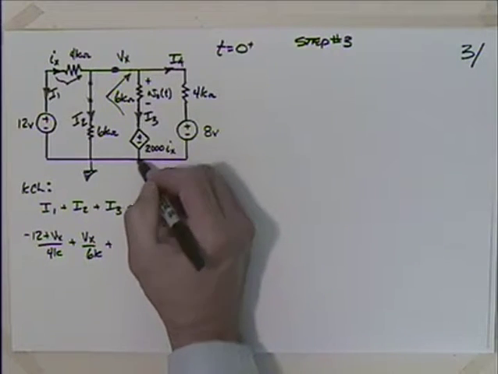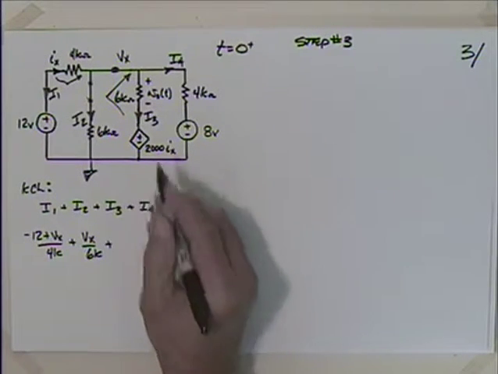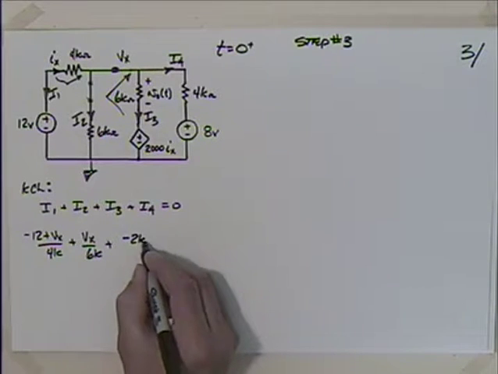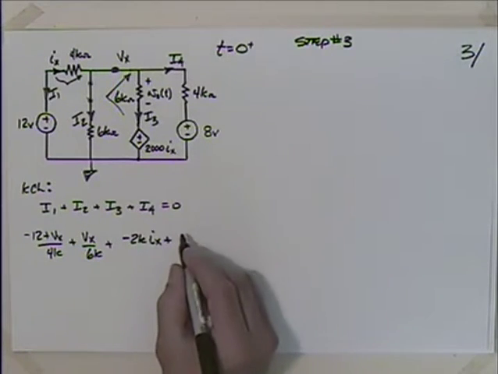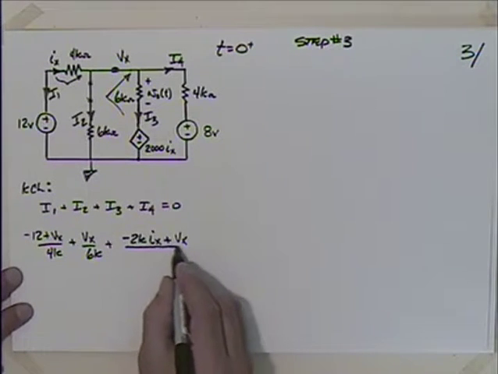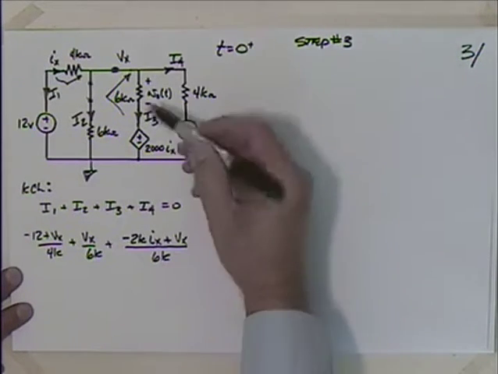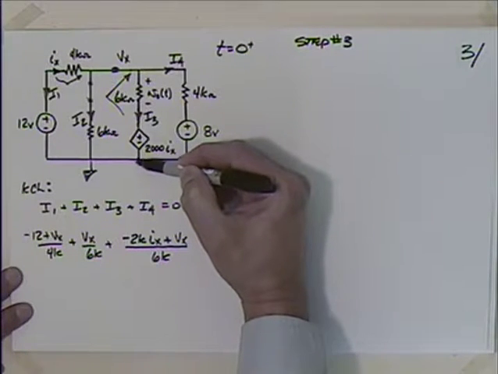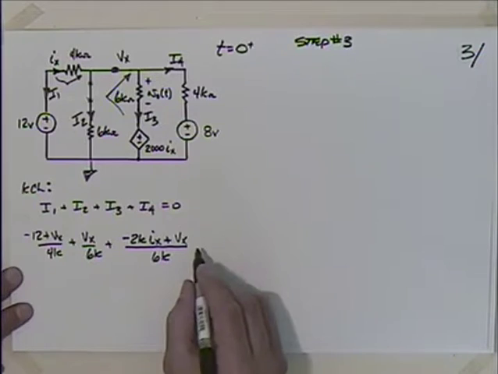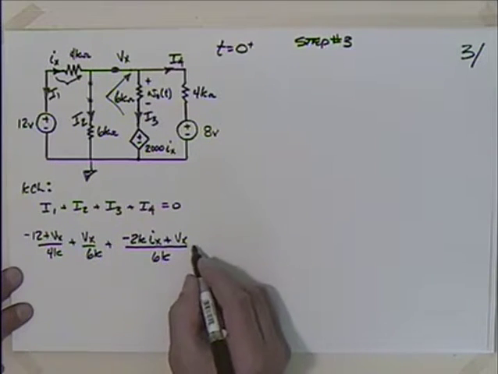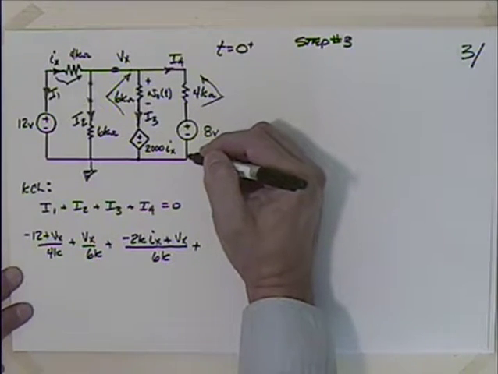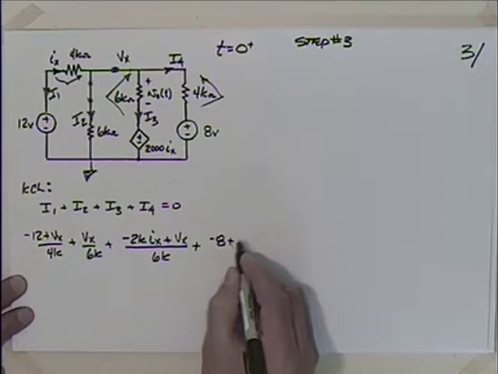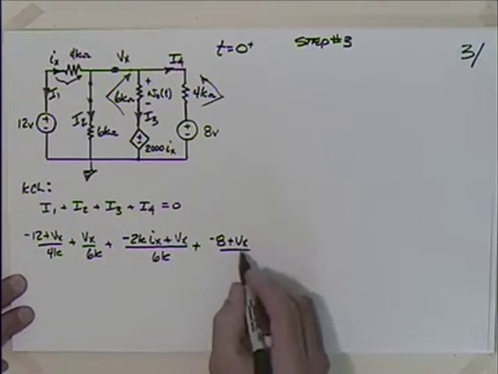Which means I have to go from here down to here, which is going to be minus 2K Ix, and then I have to add to it Vx, and divide this whole thing by what, 6K? So minus 2K Ix plus Vx, and I divide all by 6K. Yes, good. We might have to make a substitution for that in a moment. Plus I4. Well, I4 I have to go like that, don't I? So I'm going to drop 8, minus 8 plus Vx divided by 4K.